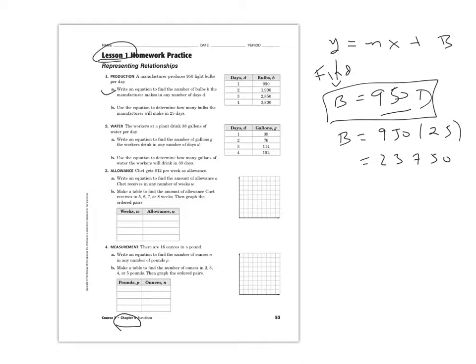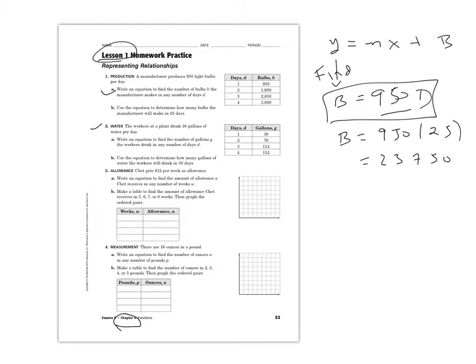Okay, problem number 2. Again, we want to represent a relationship, and the way we do that in mathematics is with an equation, y equals mx plus b. It says the workers at a plant are drinking 38 gallons of water per day. Write an equation to find the number of gallons, G, the workers drink in any number of days, D.